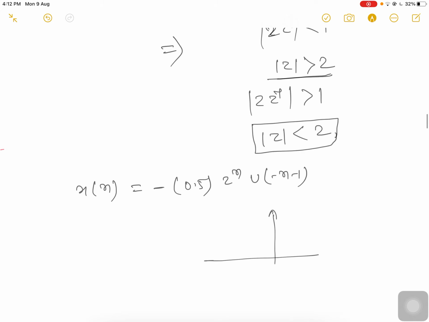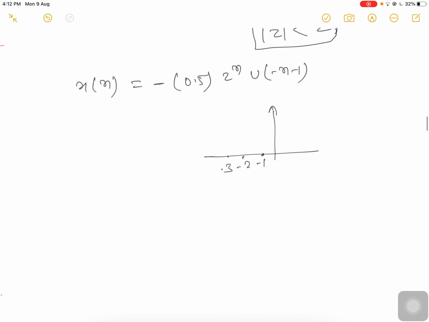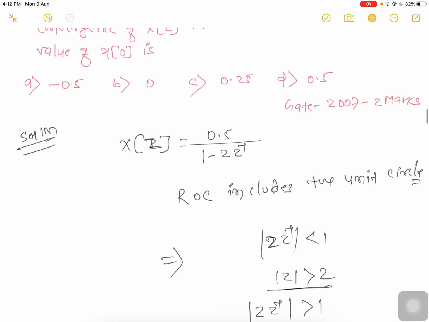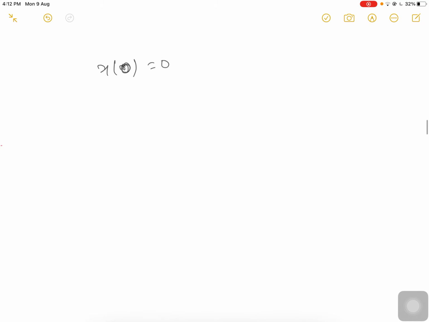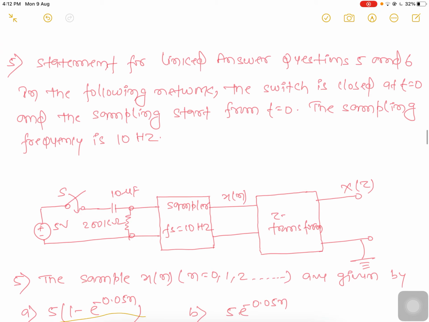Okay, so here check it. Your graph will start from -1, -2 and -3, all these, and at n equal to 0 it will be the 0 value. So xn at 0 is equal to 0. Option B will be the right answer.